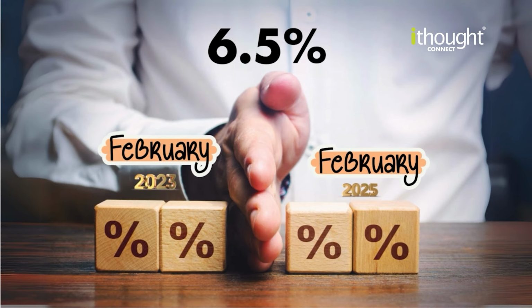So if we look at our interest rate history, we would have noticed that the RBI actually maintained rates at 6.5% for almost 2 years. So our last rate hike was in February 2023, and our first rate cut after that was in February 2025. So for 2 years, we've been at this 6.5 level, and now we've moved down to 6.25%.